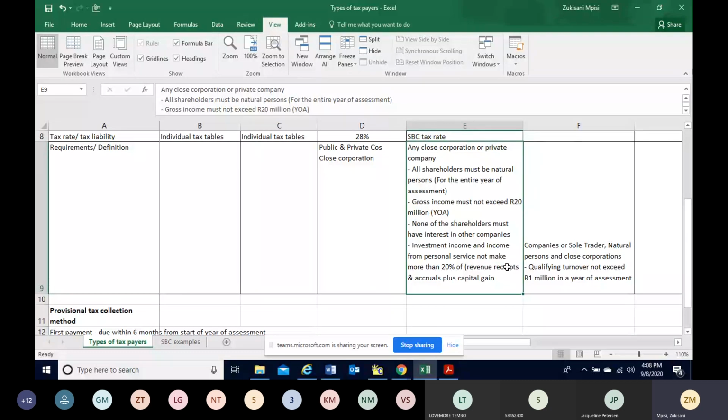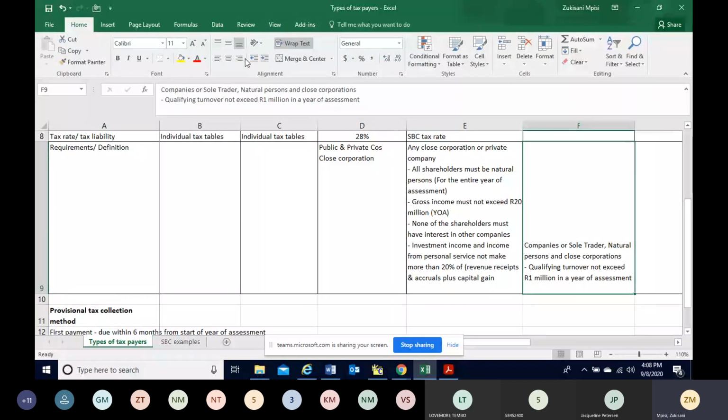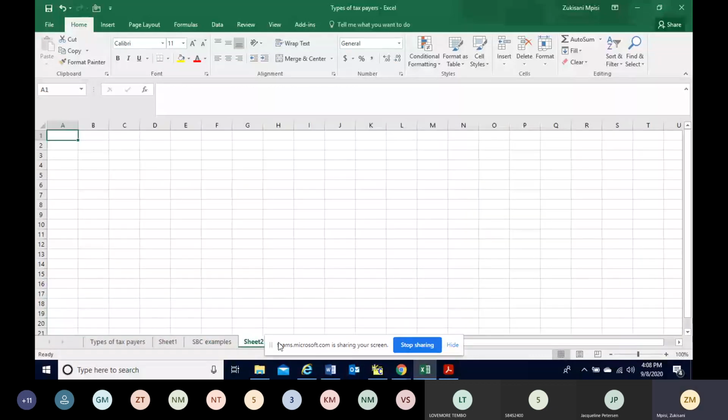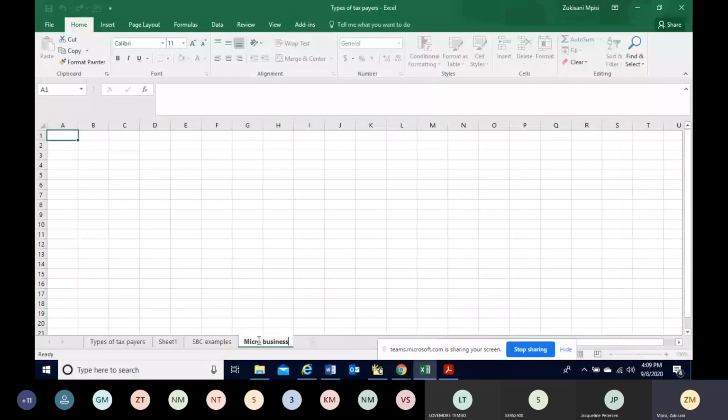So one of the things that we are going to have to cover is how do you calculate a qualifying turnover limit to be able to classify a taxpayer as a micro business. So the next thing that we are looking at now is a qualifying turnover. So we are going to try and apply the issue of the 1 million. So I'm going to open a column that we are going to call micro business examples.